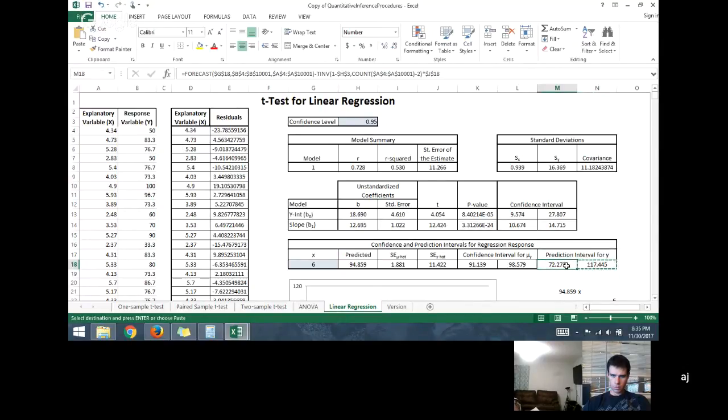So I think this is the lowest predicted and the highest predicted. Yeah, you're thinking right. Yep. I think this higher one is what they're asking for. Yeah, I think you're right. Let's go with that.